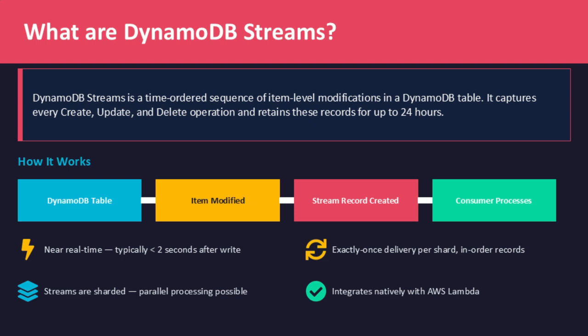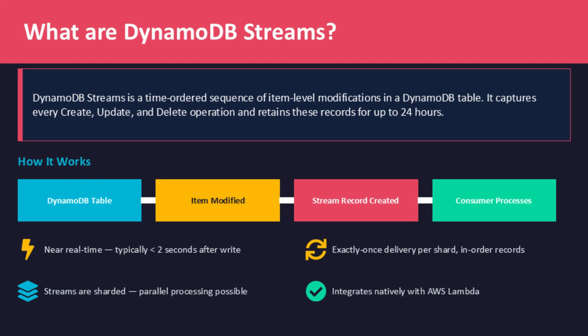Now look at this flow diagram. When your application writes to a DynamoDB table, whether that's an insert, a modification or a delete, DynamoDB almost instantly creates a stream record capturing that change. A consumer process like an AWS Lambda function then reads that record and takes action.